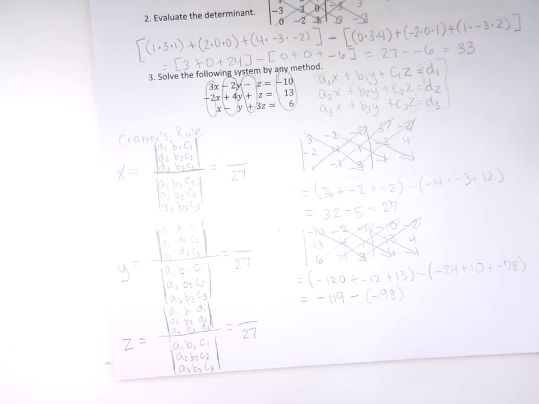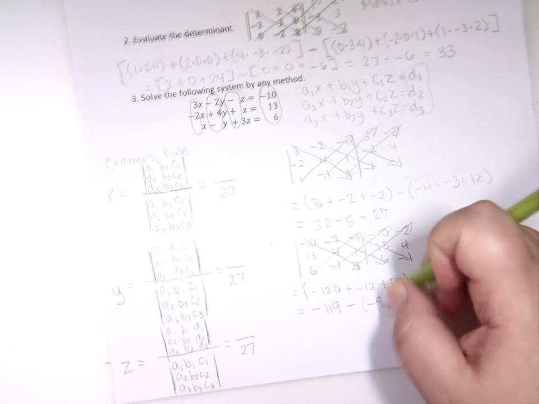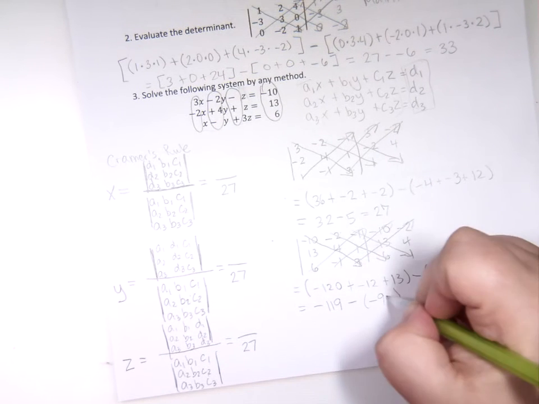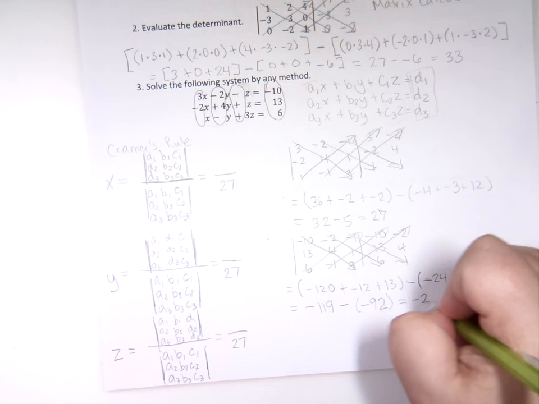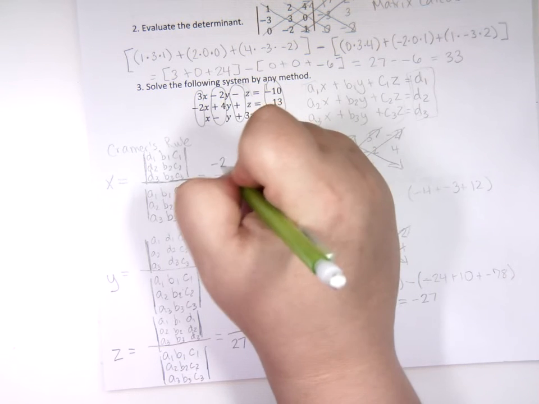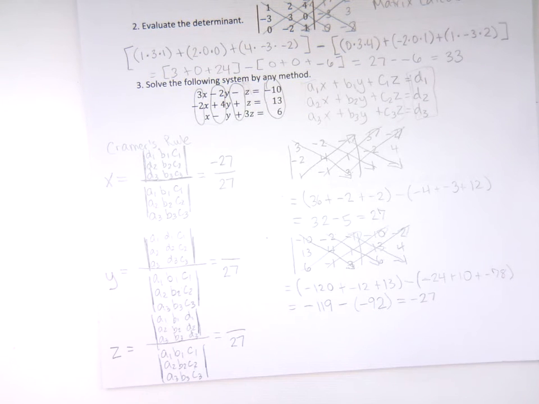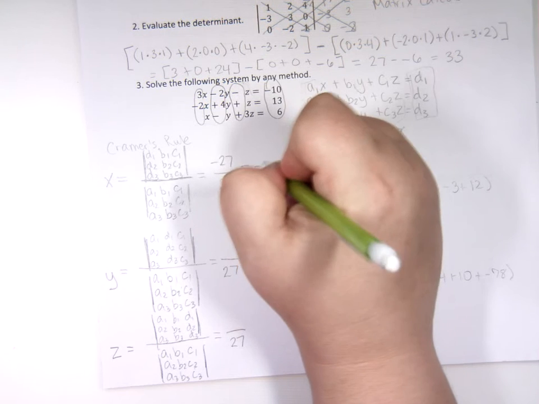Okay, no, I was wrong. So it's negative 92. So negative 119 minus negative 92 is going to give us negative 27. All right, so we've got a negative 27 up there. That tells us that x is equal to negative 1.